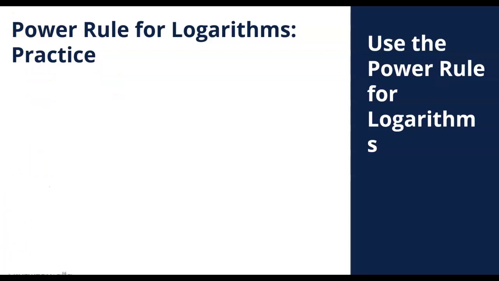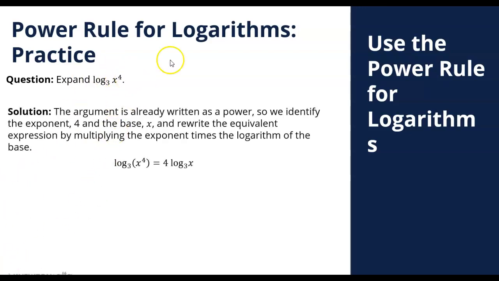For example, let us expand logarithm of x to the 4th base 3 using the power rule. As you recall, the logarithm of a power is equal to the product of the exponent times the logarithm of the base. So with this, we can just take the exponent, in this case, it is equal to 4, and then multiply that to the logarithm of the base.